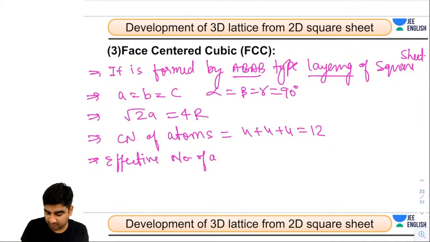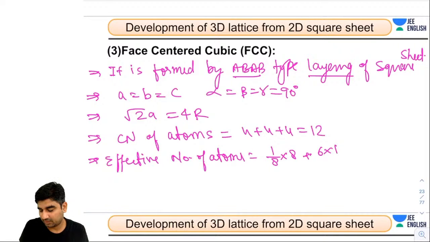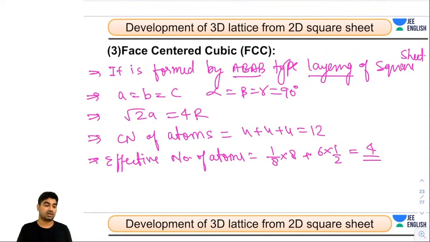And effective number of atoms? Yes, effective number of atoms. So in face center, there are atoms at the corners and then there are atoms at the faces. So there would be 4. Note it down, guys, everything. Coordination number is 12. This problem was asked in IIT JEE Advanced. Yes, coordination number in face centered.